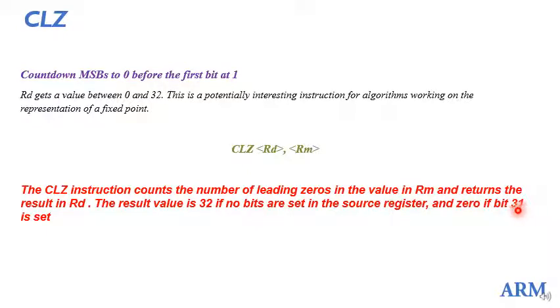And suppose the source register has bit number 31, the most significant bit, as 1, then there are no leading zeros before this 1. So the destination register is going to get a 0. So depending on the value in the source register, the destination register is going to take any value between 0 and 32.